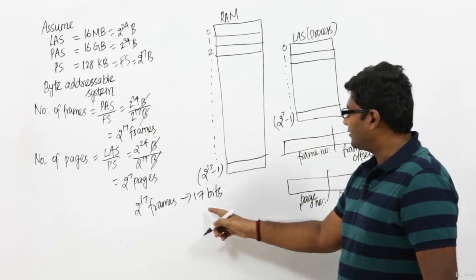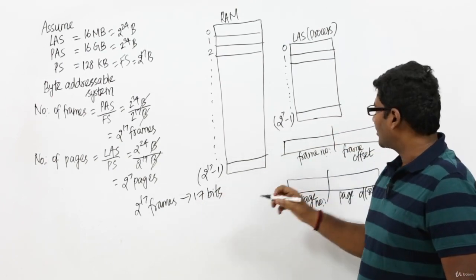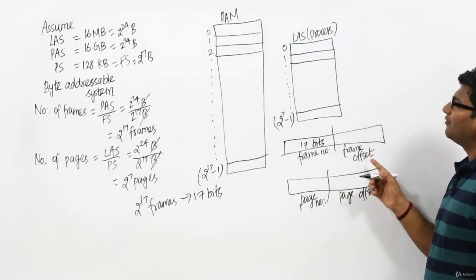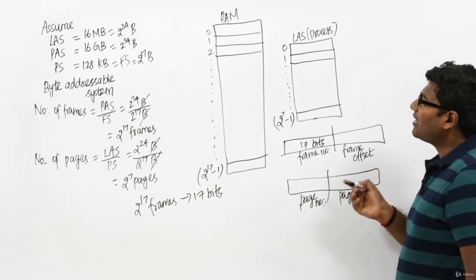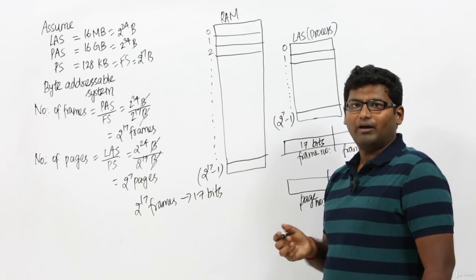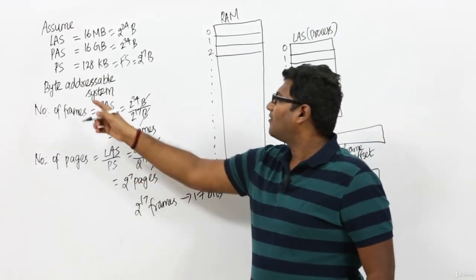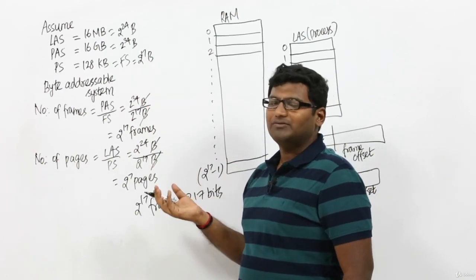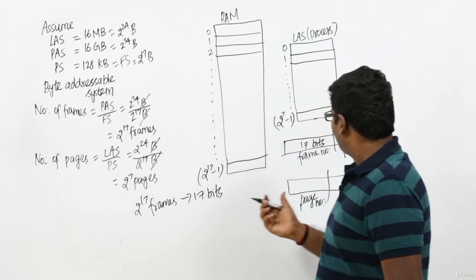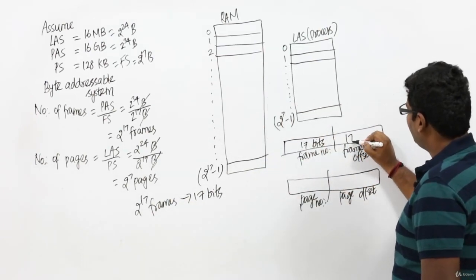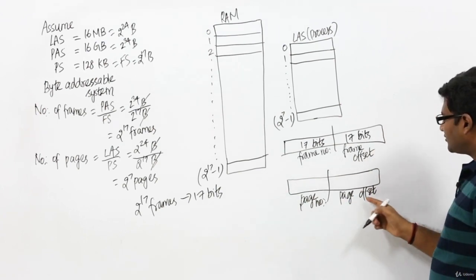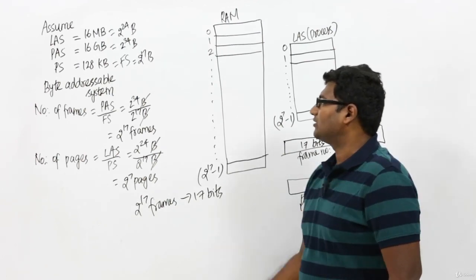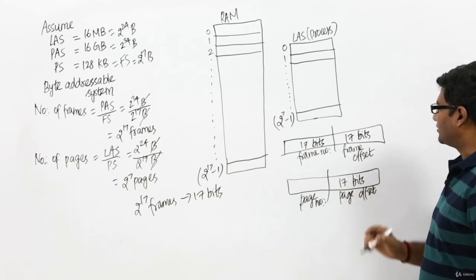Now we have calculated that the frame number is 17 bits. Now how many bits will this frame offset field have? That depends on how many bytes a single frame has. They have given that page size equals 2 power 17 bytes, right? To indicate 2 power 17 bytes, we need 17 bits, and so the frame offset field will have 17 bits. Also, our page offset field will have 17 bits. Why? Because we know that frame size always equals page size. So I'm writing this as 17 bits.